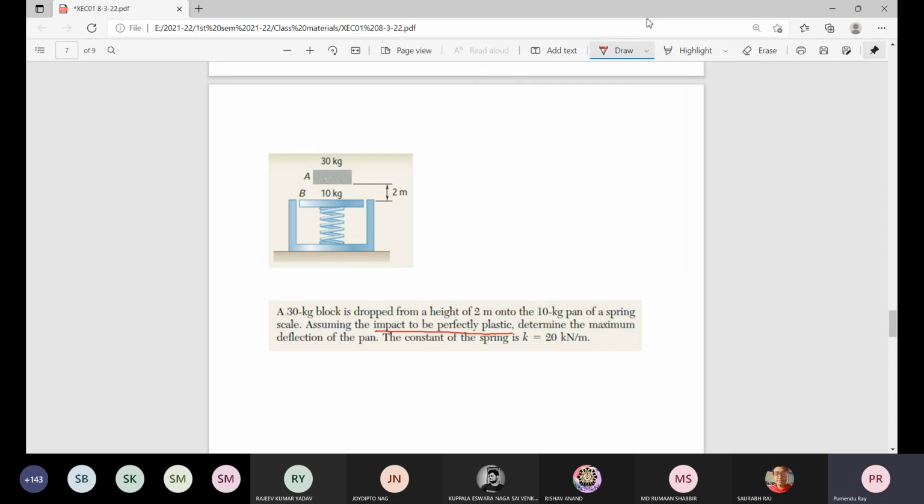Now initially, when there is no such mass of 10 kg, that pan is not there. Okay. Now, have you seen the digital scale in the market?